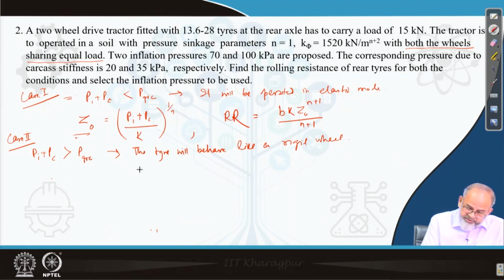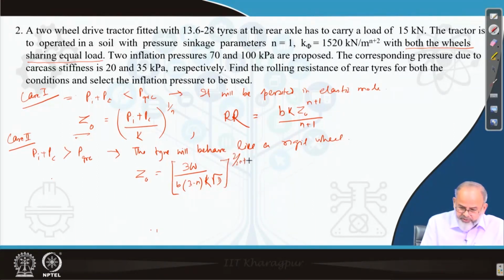So, as you know, for a rigid wheel Z0 will be equal to 3W by B into 3 minus n square root k square root of d, raised to the power 2 by 2n plus 1. And d is known, k is known, n is known, b is known, w is known. So, you can immediately calculate Z0, and then again putting the value, rolling resistance will be equal to B k Z0 raised to n plus 1 by n plus 1.